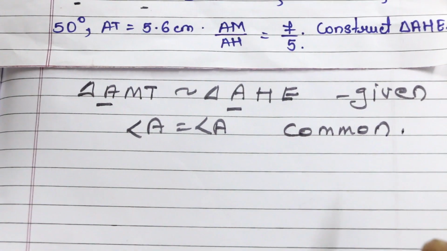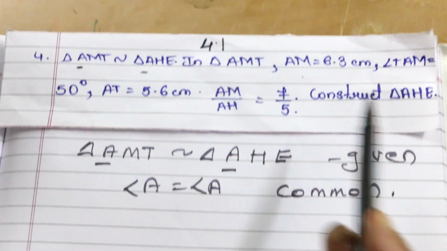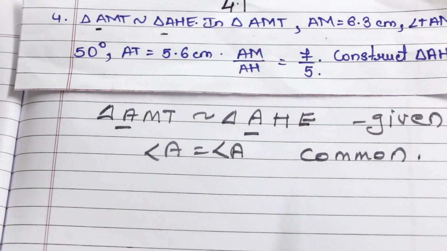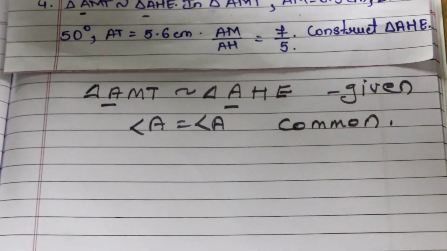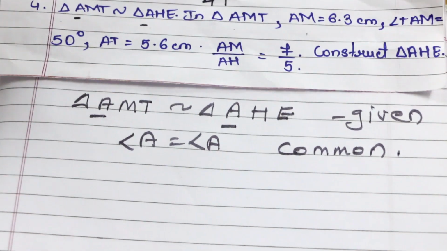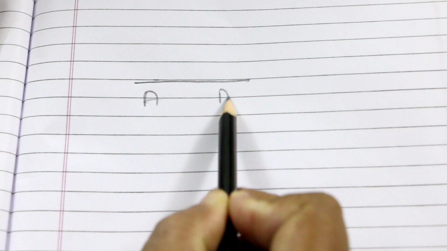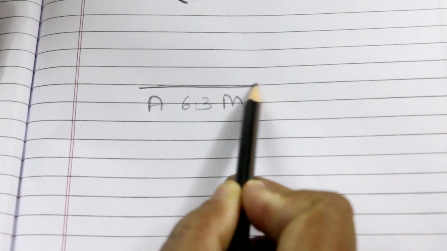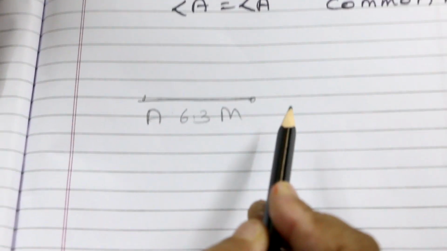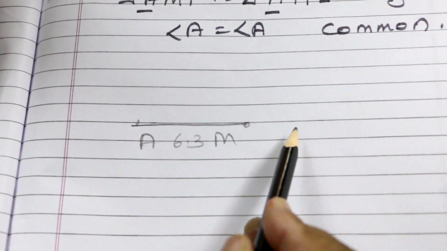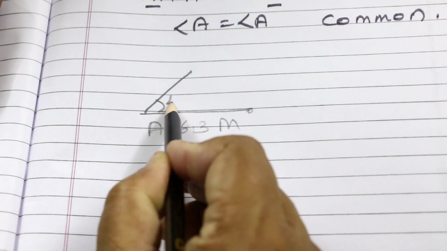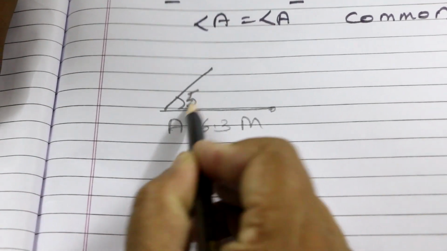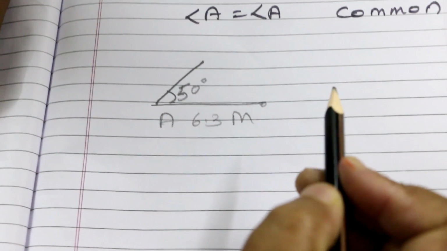So construction, let us go for the parameters which are given. In triangle AMT, AM is given 6.3, and angle TAM, which means angle A, is given as 50 degrees. AT is given 5.6.